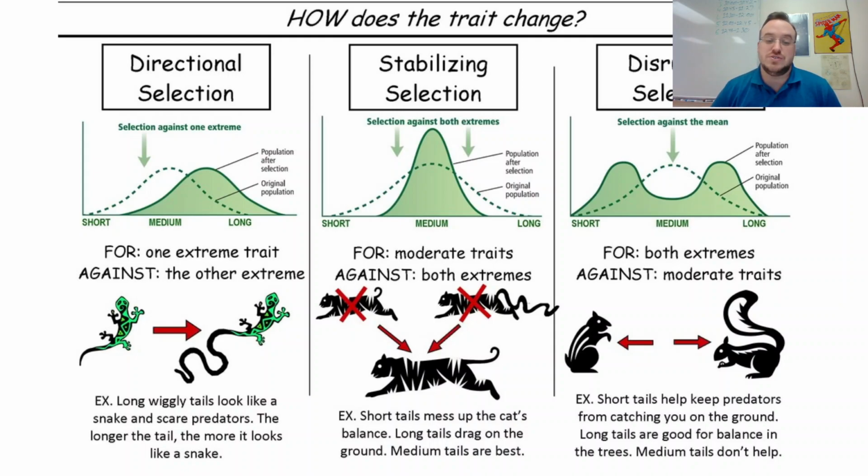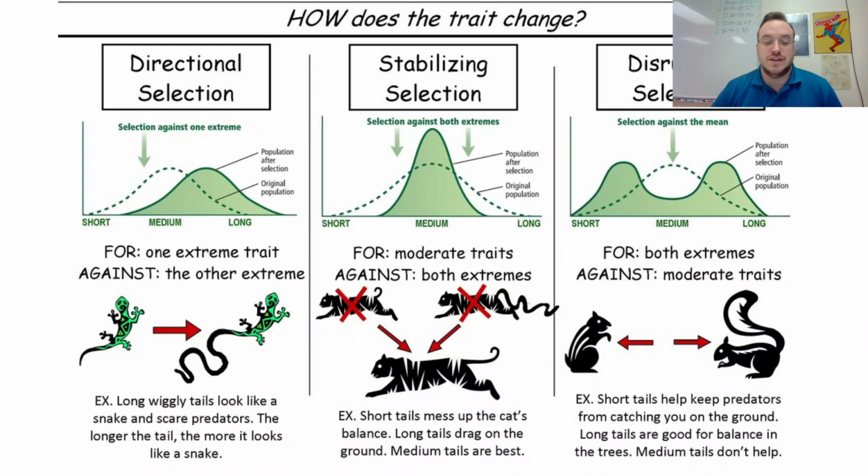Stabilizing pressure is going to stabilize toward the middle and away from the extremes. All right. And you can see this graph. The dashed line is the original population, and the solid line is after the selection pressure has taken place. So this is towards moderate traits. Right. So this example is felines and tail length again, just to keep it simple.